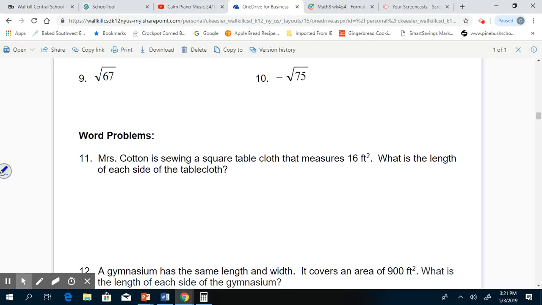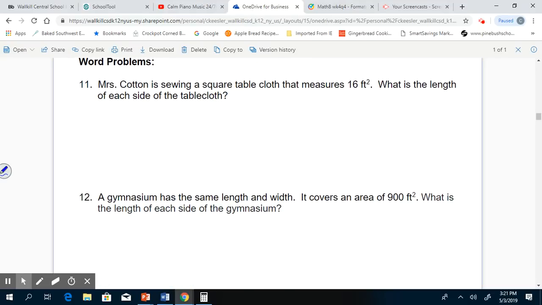Okay, so down to number 11, we have Mrs. Cotton is sewing a square tablecloth that measures 16 feet squared. What is the length of each side of the tablecloth? So we have a square, which we know all the sides of a square are the same. So this is going to be x, this is x, this is x, this is x.